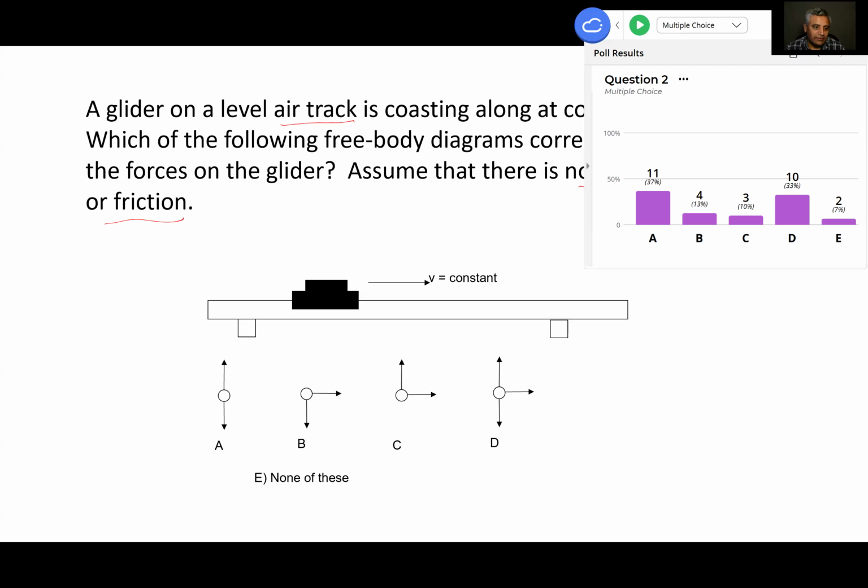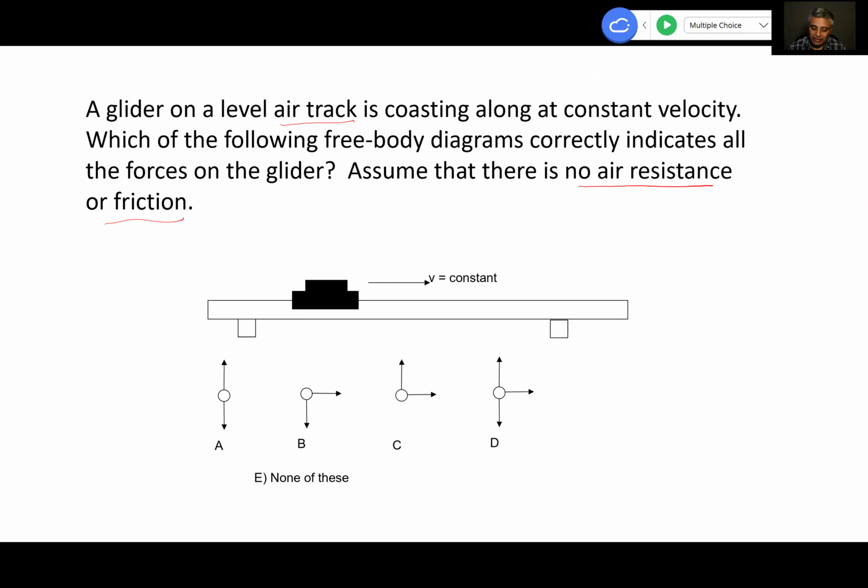And there is another response that says there is no friction or air resistance, so nothing will slow it down. So it's not slowing down, right? It's moving with constant velocity. That means net force is zero, or the sum of forces in the x direction is zero. If there is no friction or resistance, there is no backward force. So when there is no backward force, you don't need forward force to keep it moving.